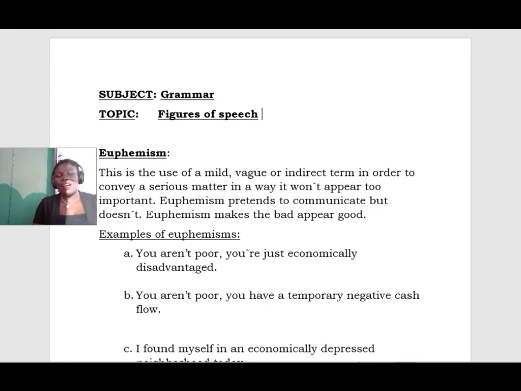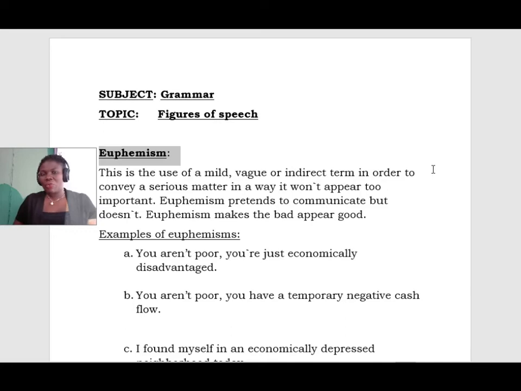Today we are back to the same topic we had last week, which is figures of speech. I told you this topic is quite lengthy. It's going to spread far, even beyond next week. So just pay attention and follow up as we go. Today, in figures of speech, we are going to the next topic, which is euphemism. Euphemism is a figure of speech that uses a mild term.